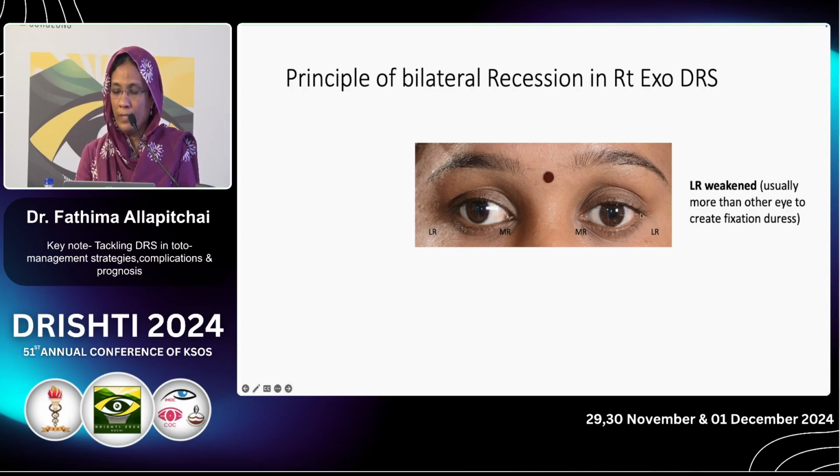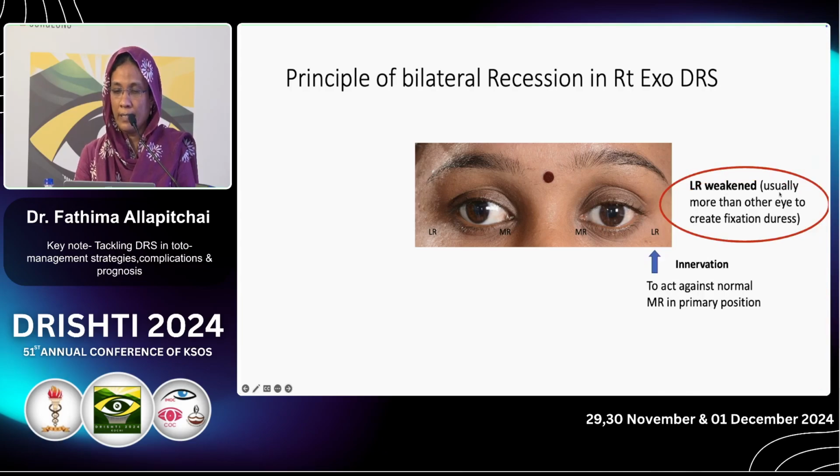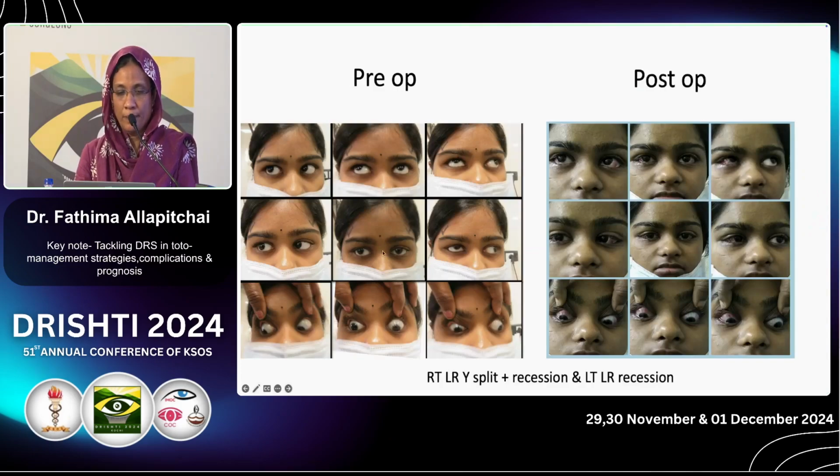So here we are weakening the normal eye's lateral rectus. In what way does it affect? It creates a fixation duress, so more innervation to act against normal MR in the primary position. According to Herring's law, this will induce more innervation to the medial rectus also, and from Hering's law, this lateral rectus will be inhibited. So it prevents lateral rectus contracture and recurrence of XT. This is the pre-op exotropia. Because the XT is large, here bilateral LR recession along with Duane's eye Y split was done.